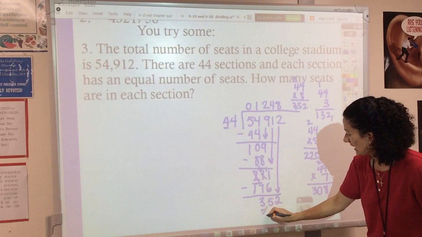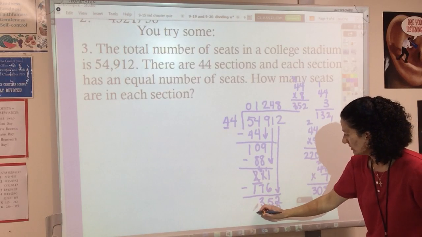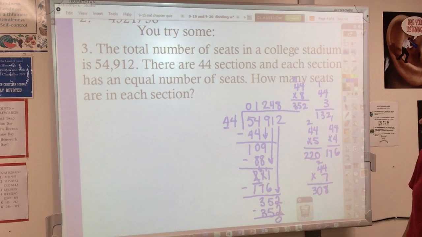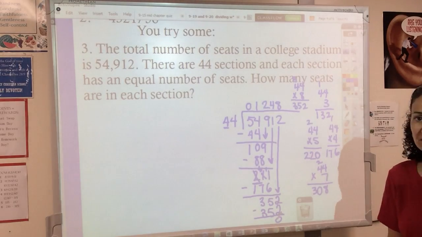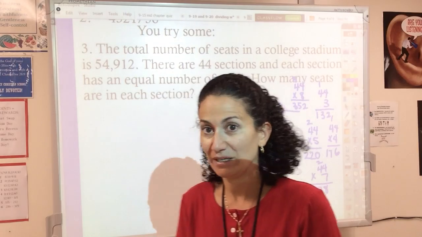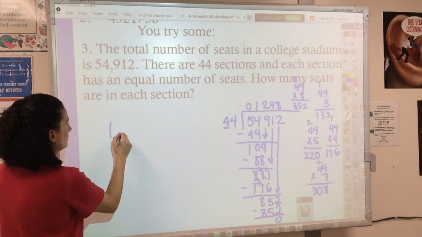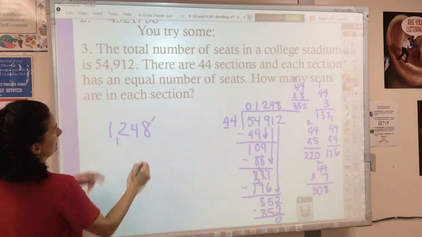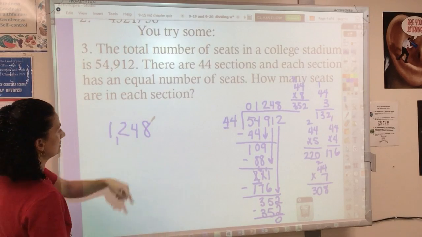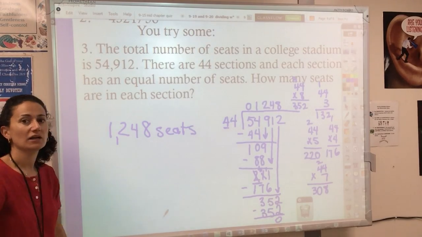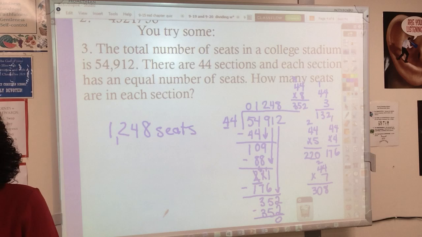So it's exactly 8 times, and I have no remainder here. So I don't need to write a remainder. It went in exactly 1,248. And that makes sense. This is a real life problem. I can't have a half a seat, or a quarter of a seat, or a third of a seat, or 0.7 of a seat. So there are 1,248 seats in each section. Okay? We're going to see a lot of real life examples where we have to use long division.